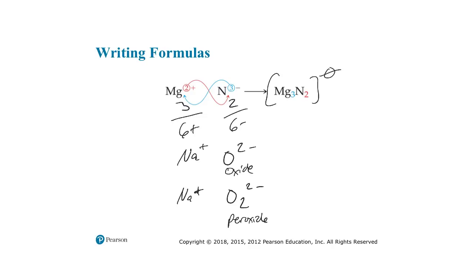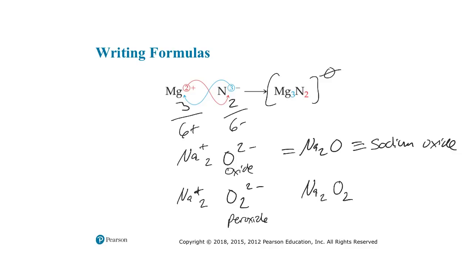Okay, so if we have a 2- charge, we're going to need 2 of the pluses to balance out the 2-. So Na2O is what we call sodium oxide. And then for the peroxide, we're going to need 2 of the pluses to balance out the O2 2-. So the formula here ends up being Na2O2. So a different formula, should have a different name. So the name here is sodium peroxide.